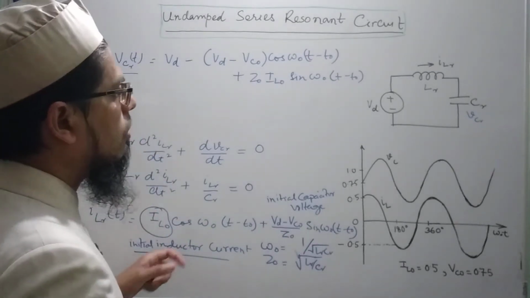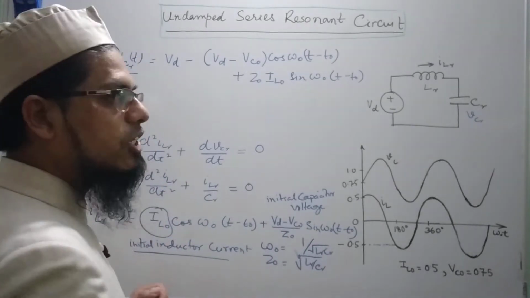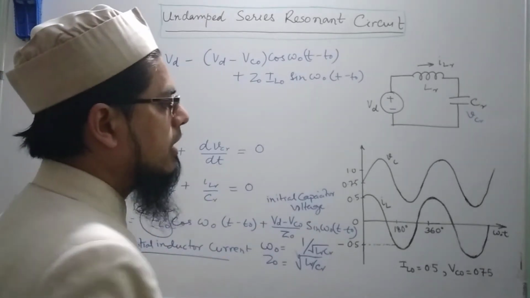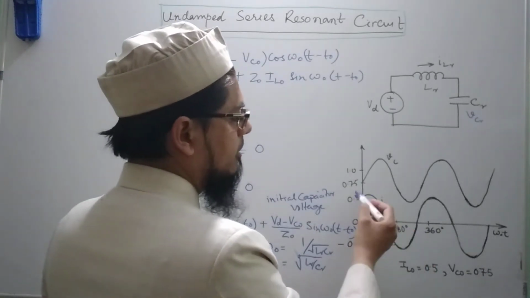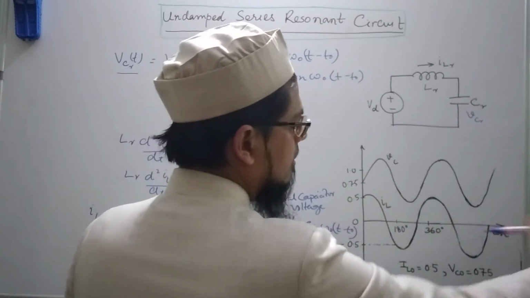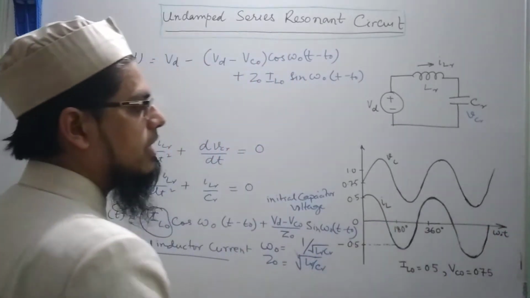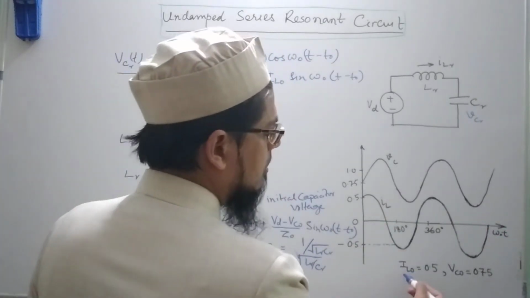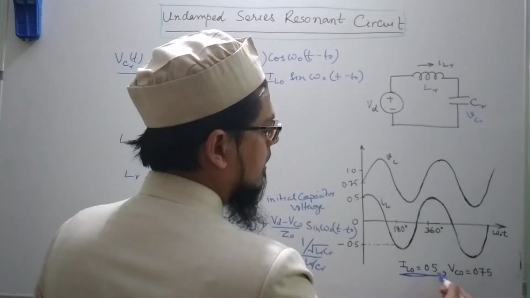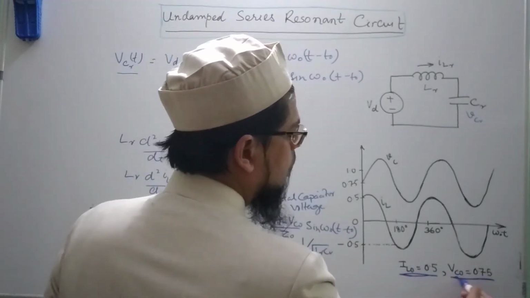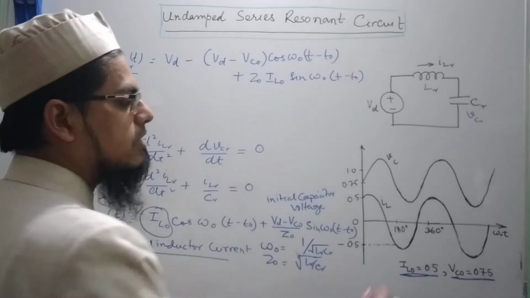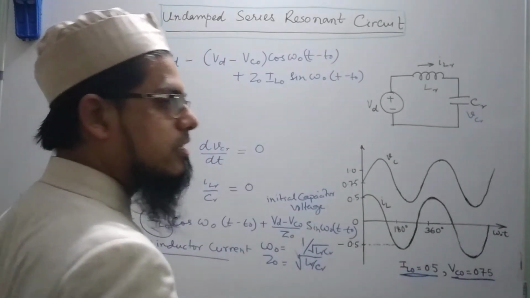I have plotted these two variations of current and voltage here, and on the x axis we have omega t, which is basically an angle. I have assumed that the initial current through the inductor is 0.5 and the voltage across the capacitor is 0.75. These are normalized values.